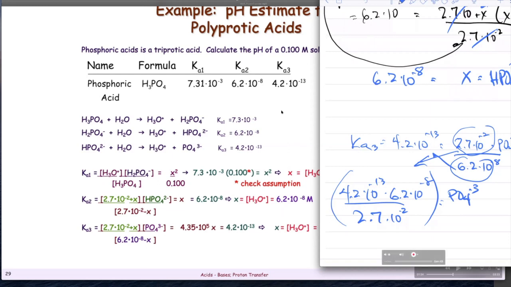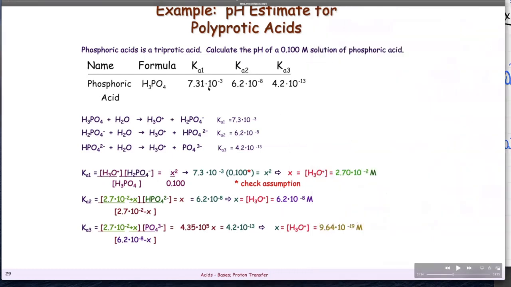So when you have these polyprotic acids and bases, pay attention to the Kas, because the Kas will tell you about the assumptions that you can make. Just so that you can see, if you actually worked out the hydronium ion concentrations for the second and third, the second equilibrium gives you a concentration of 6.2 times 10 to the minus 8. The third gives you 9.64 times 10 to the minus 19. You can definitely see that these are very small compared to the initial concentration of 2.7 times 10 to the minus 2.